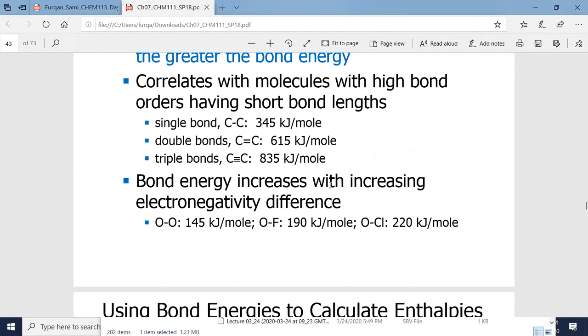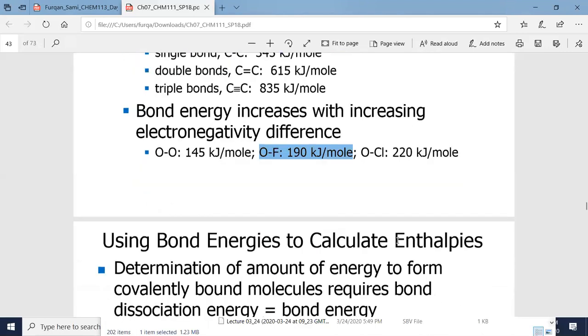So bond energy increases with increasing electronegativity difference. Okay, that's what we know. The higher the electronegativity difference between the two atoms is, the more the bond energy is going to be. See, O–F is 190 kilojoules, and if you go to O–Cl, it's going to be 220 kilojoules per mole.